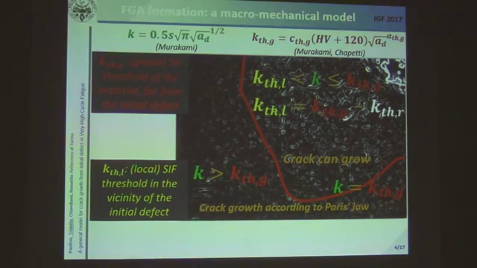Here we propose a very easy formulation for the local threshold. The local threshold is obtained as the global threshold minus a reduction stress intensity factor, which will be called the K reduction, and which accounts for the weakening mechanism that we discussed together.